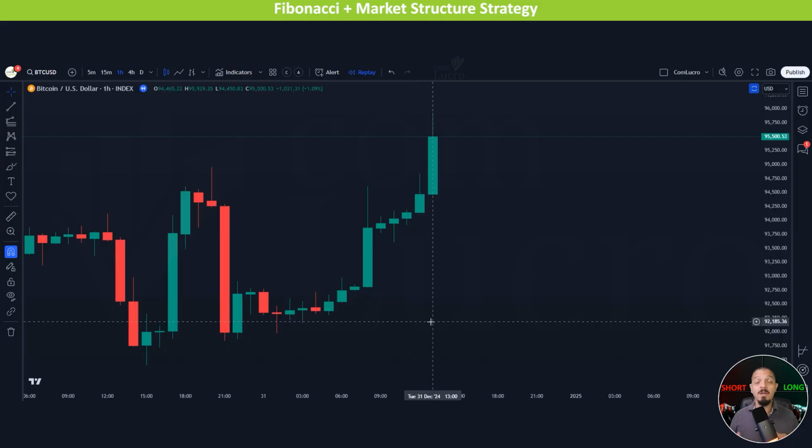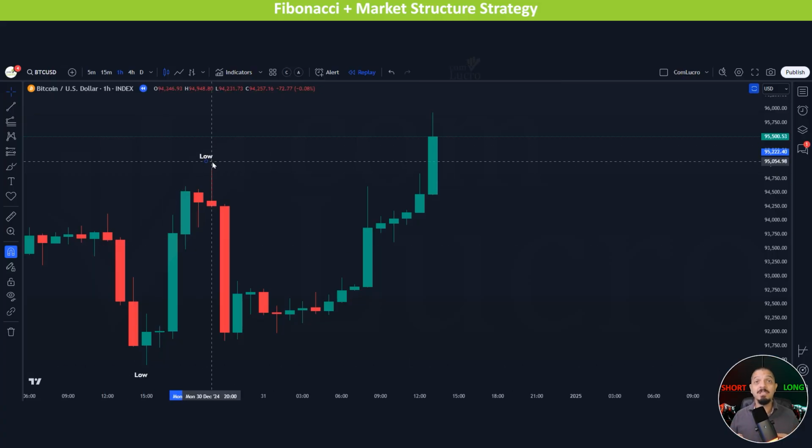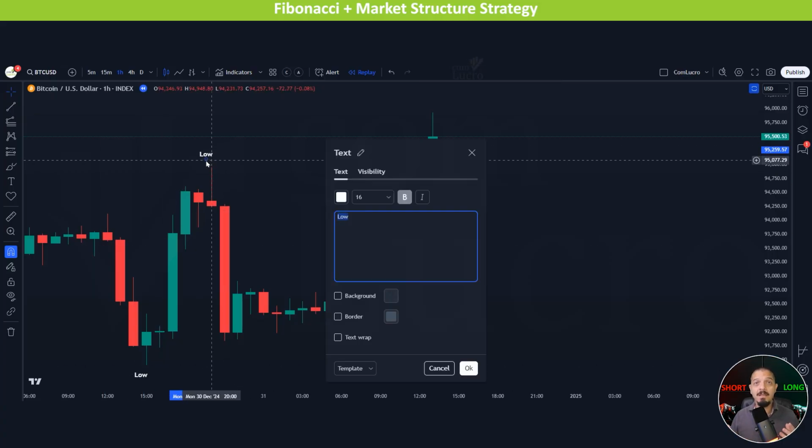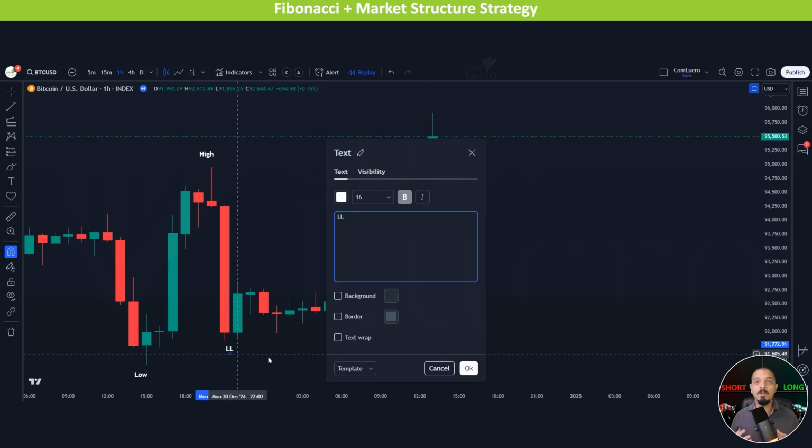Next, we'll redraw the market structure to reflect the new bullish trend by marking the highs, lows, higher highs, HH, and higher lows, HL. This update is essential for maintaining a clear and accurate understanding of the market's current direction, making it easier to identify potential setups and align with the trend. By updating the chart in this way, we ensure clarity and precision, allowing us to stay aligned with the bullish market and confidently look for the next high-probability trade opportunities.